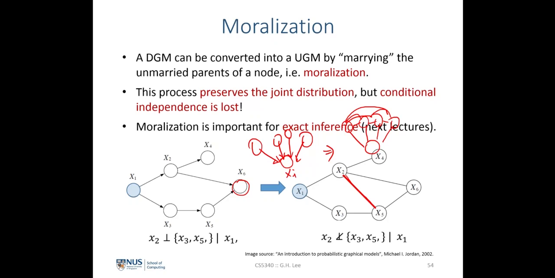This process preserves the joint distribution as we have seen in the earlier slide, but the conditional independences are lost. And we'll also see in the next lecture that moralization is an important step for exact inference, especially when we do belief propagation and message passing in the next lectures.